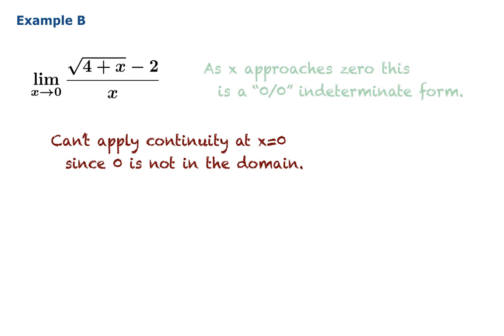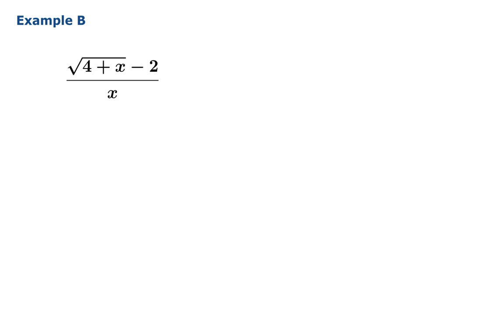And being careful to notice what happens in the numerator, we see that the numerator function also approaches 0 as x approaches 0. So this is a 0 over 0 indeterminate form. We can't decide what the limit is at the moment. So in this case, we're going to use a trick that you often see with radical expressions.